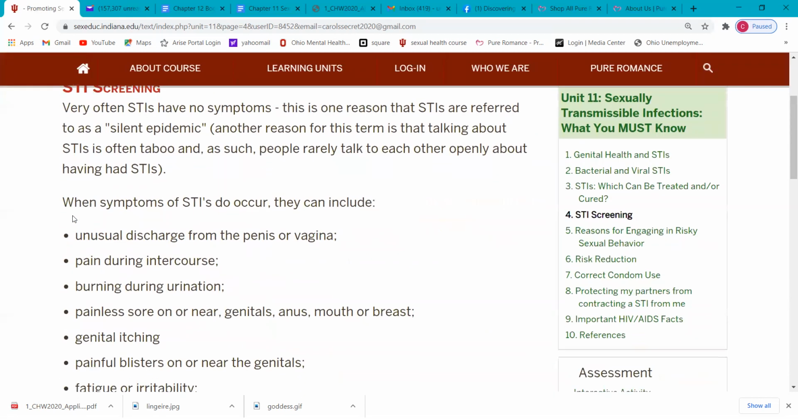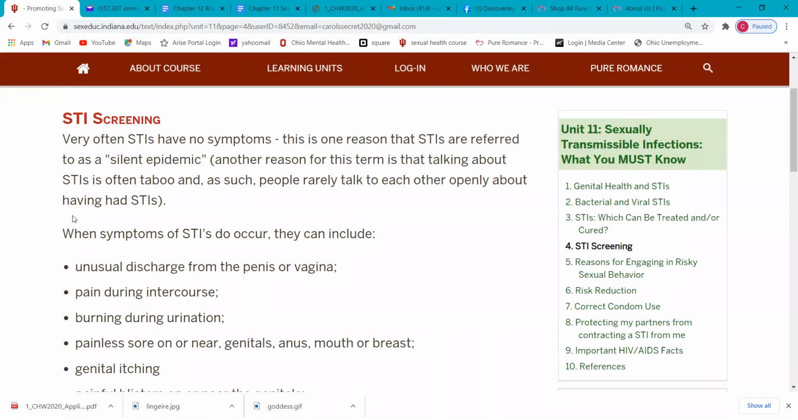So, STI screening. Very often STIs have no symptoms. This is one reason that STIs are referred to as a silent epidemic. Another reason for this term is that talking about STIs is often taboo. As such, people rarely talk to each other openly about having had STIs.